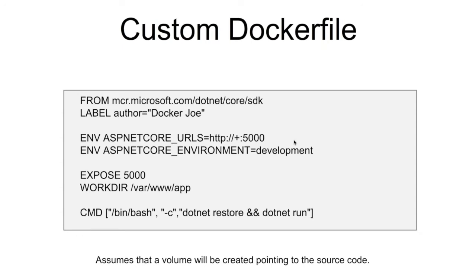What's our environment? Now, again, we're going to expose port 5000 inside of the container, and we're going to set up a working directory here of /var/www/app. That's just a path I made up, but it would create that folder structure inside of the actual container here.